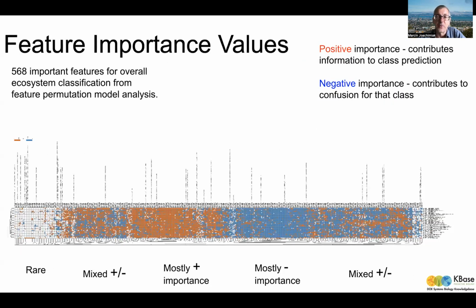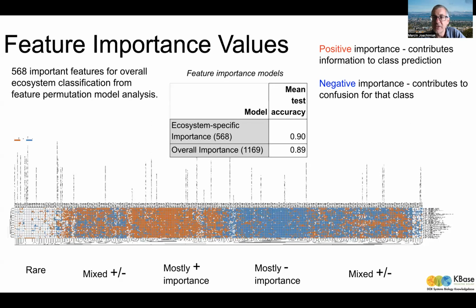In addition to the feature importance set, we also have the feature importance values themselves. So positive importance means that the feature is contributing information to the class prediction, and negative importance means that it contributes confusion for that class. On the bottom is a heat map of the binarized importance values. And you can see labeled a few different classes of behavior of these features. They can be rarely important for a small number of ecosystems, mostly positive, mostly negative, and of course mixed.